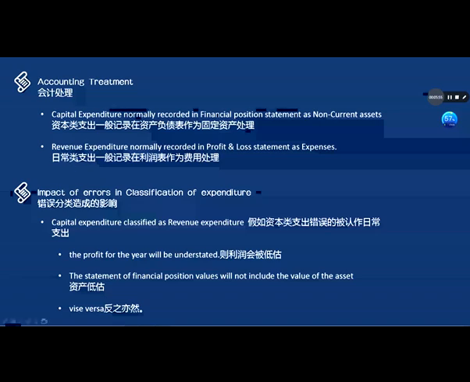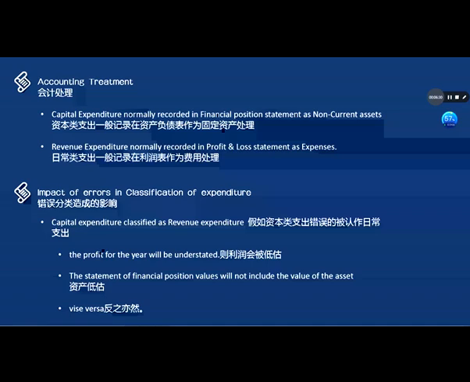But revenue expenditure is a day-to-day expense to keep the business running, so it's normally recorded in the profit and loss statement as an expense to calculate the profit for the year. So this classification of two expenditures is very important for our financial statements. If we make mistakes, there will be some impact.